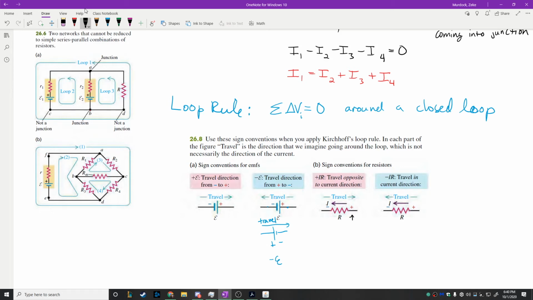You guys are scared of sign conventions. I don't know what to say about that. You can kind of memorize these if you think about the physics behind them. You think about energy. When you go from a lower potential to a higher potential, you're going to get a positive. That's basically the rule. Does anyone have any questions?